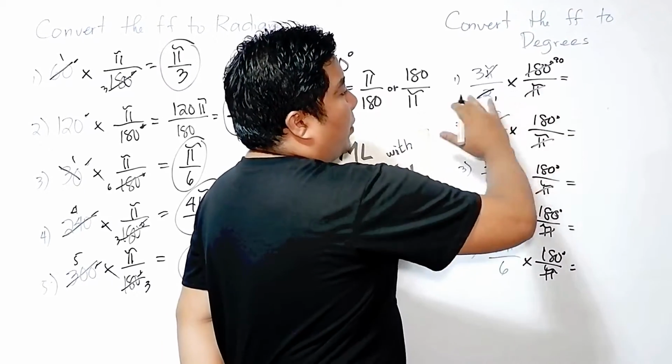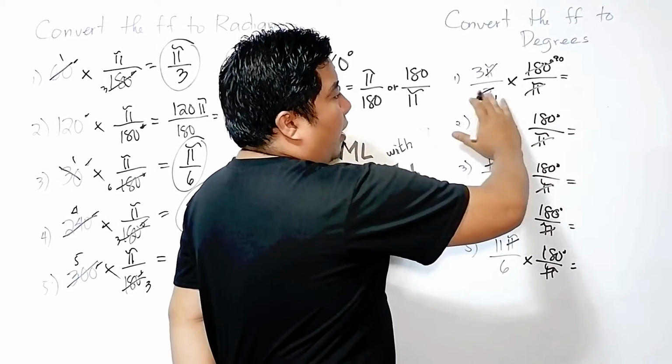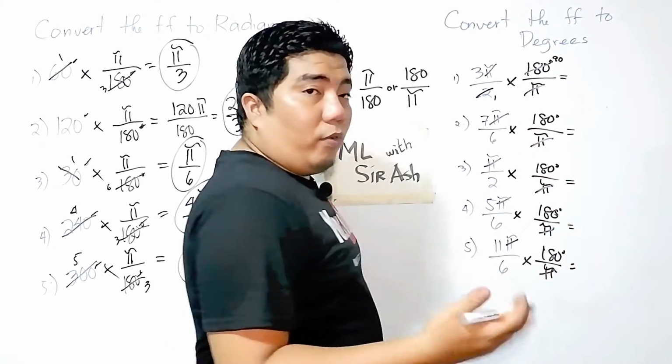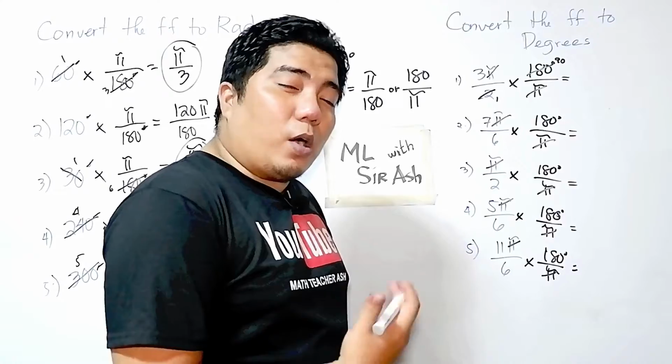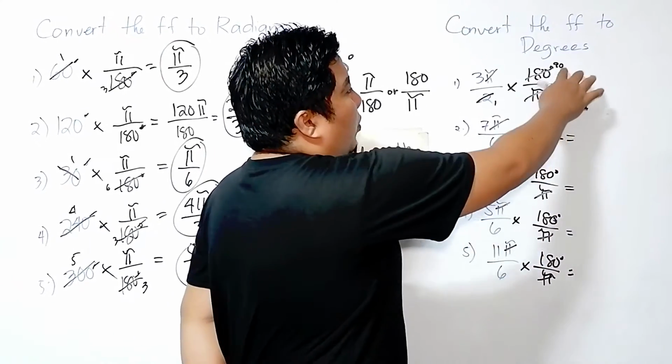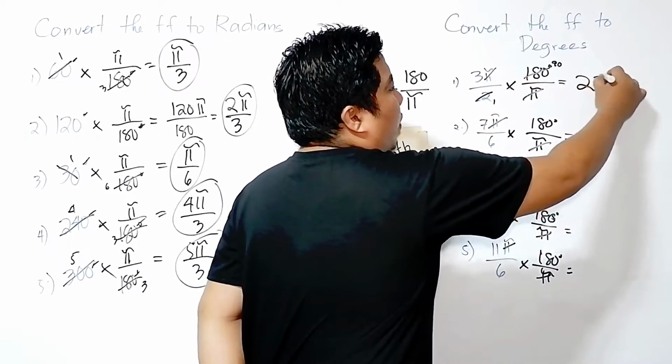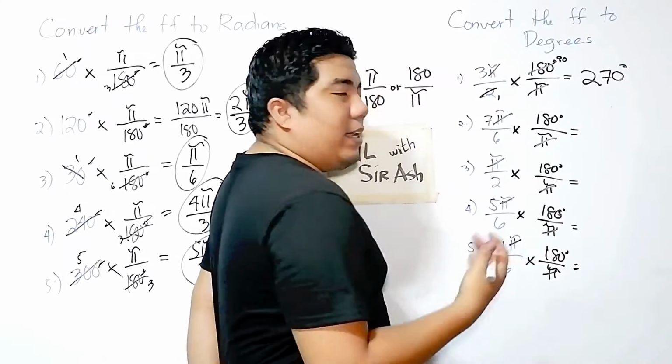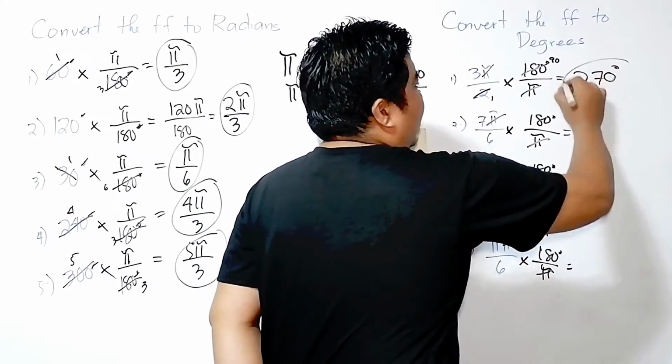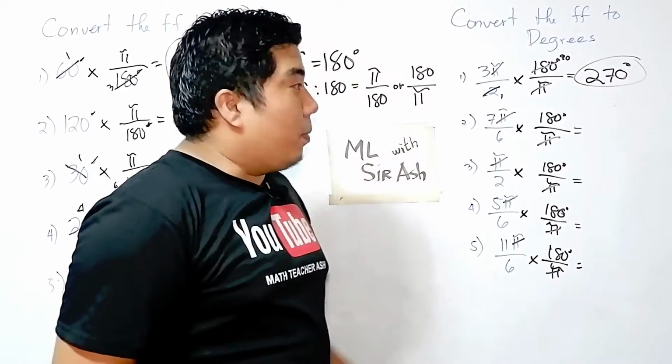Okay. So, therefore, my denominator is already eliminated. So, I have over 1. So, I will be having a whole number as my final answer. So 90 times 3, that is 270 degrees. And that will be your final answer. Easy, right? How about this one?